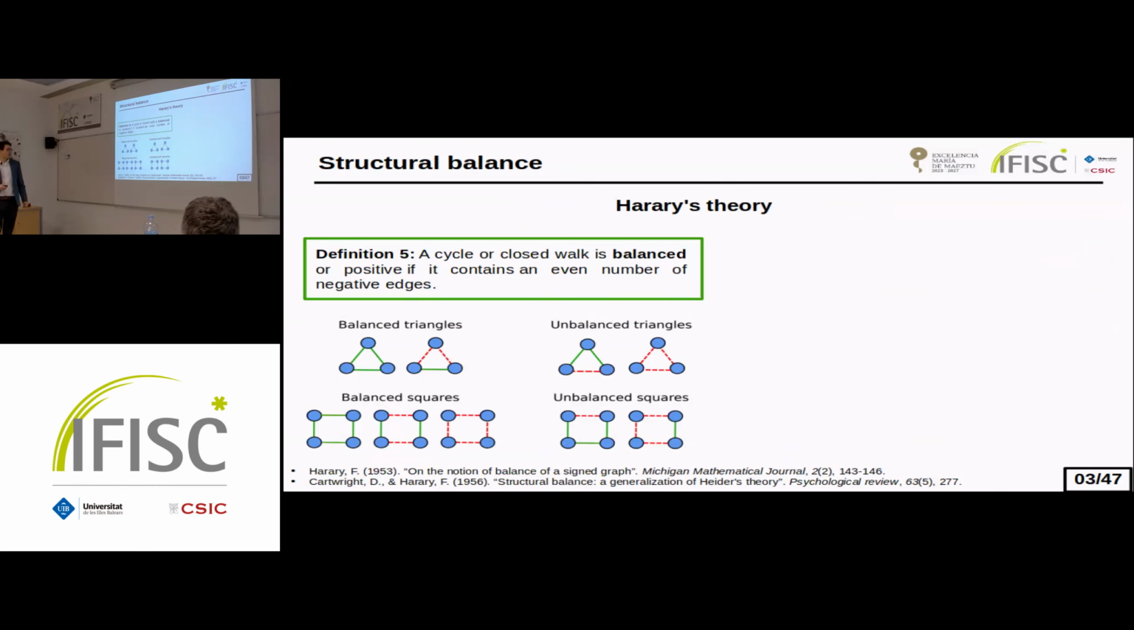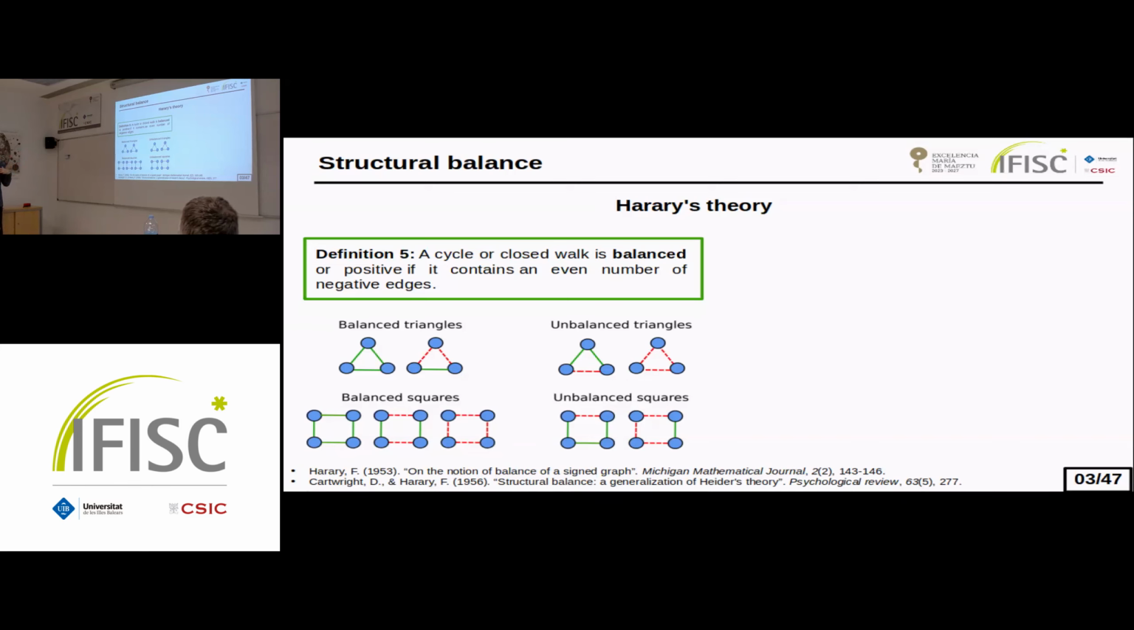Now, arguably the most popular property of signed graphs is structural balance, which was introduced by Fritz Heider in the psychological literature, but it was mathematically formalized by Harary in the 50s. This theory is based on the notion of balanced cycles.